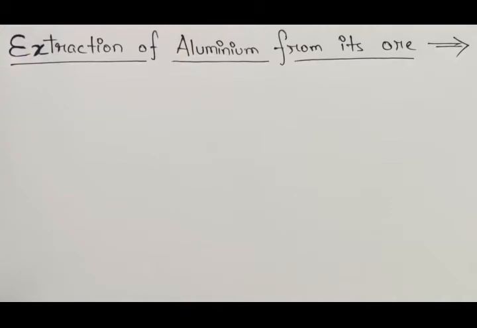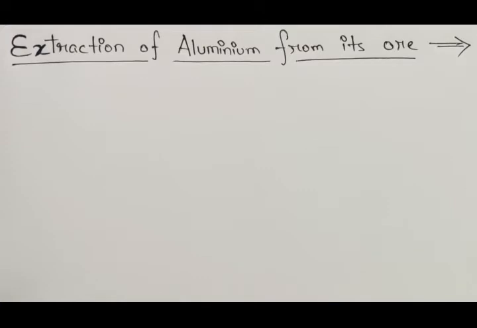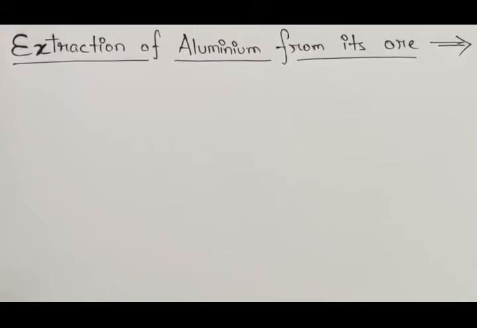We know that the main ores of aluminium are bauxite, cryolite, feldspar, mica, corundum, etc. But the most abundant, or we can say the most widely spread or most important source of aluminium in nature is the bauxite. So first we will learn how aluminium is extracted from bauxite.